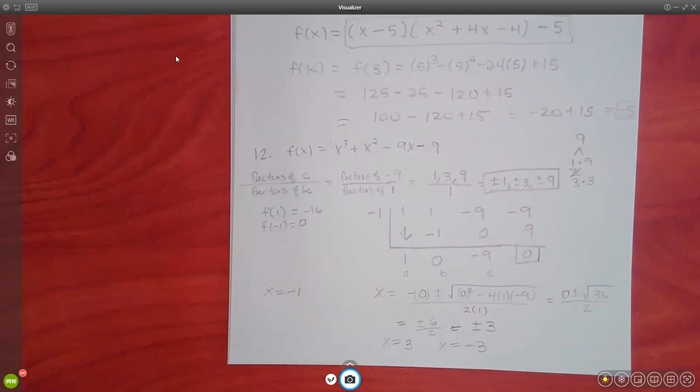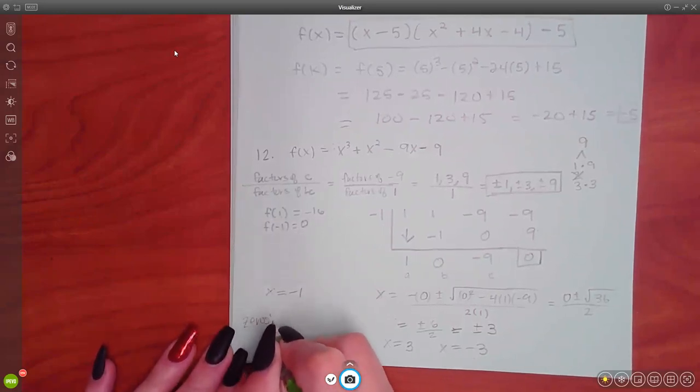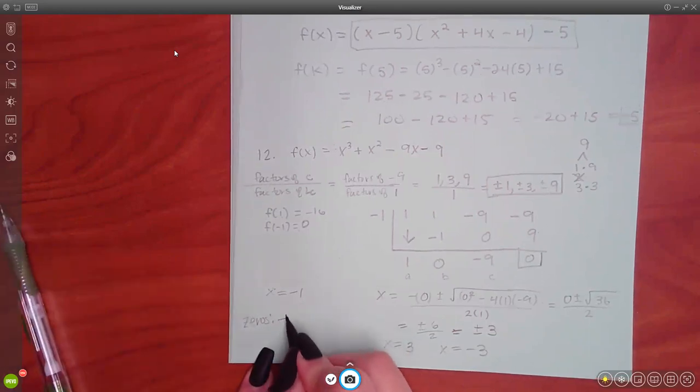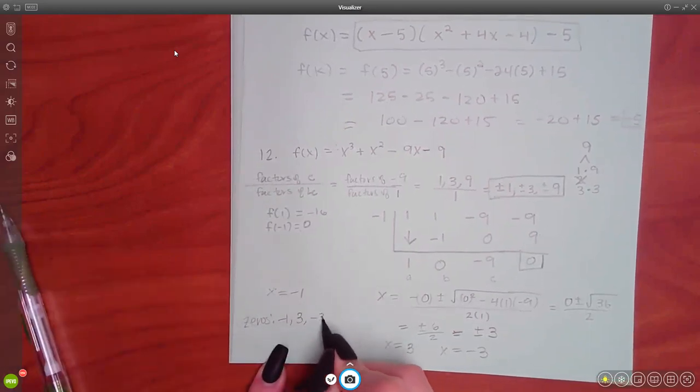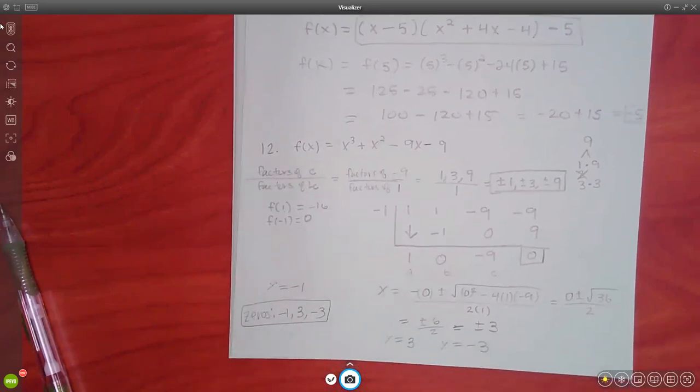So what are my zeros? All those x values, right? So I have negative 1, 3, and negative 3. These are all of the zeros that they were asking me for.